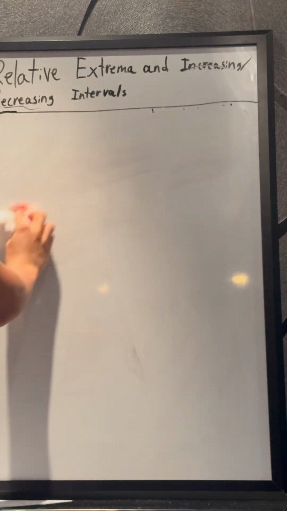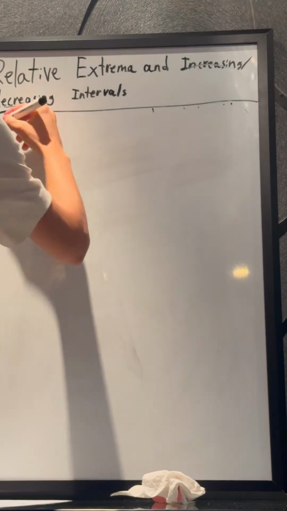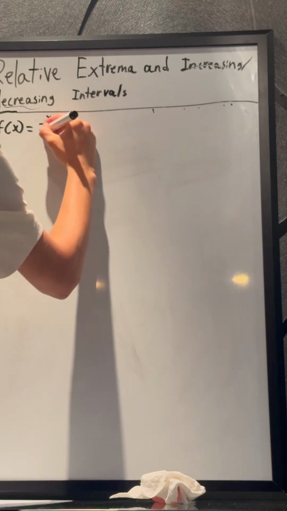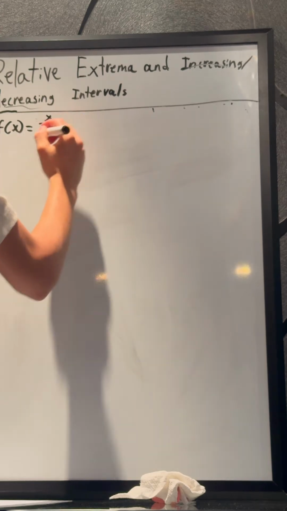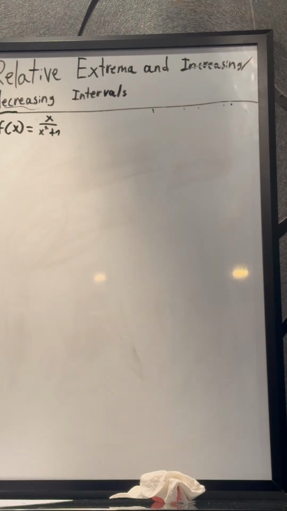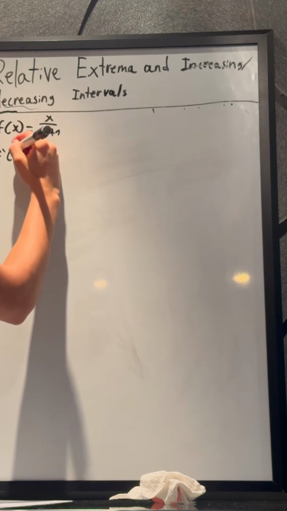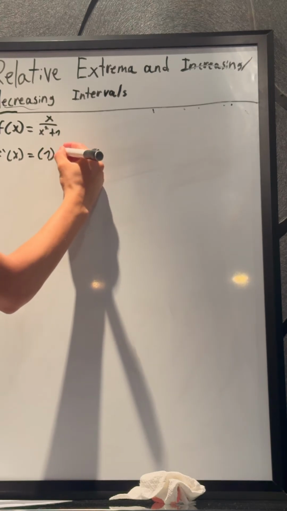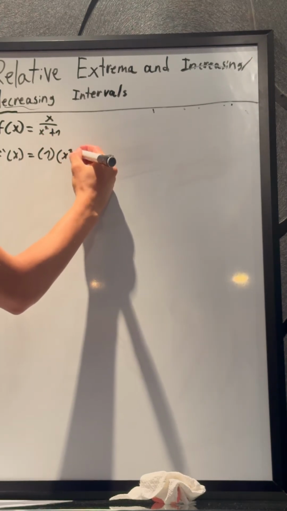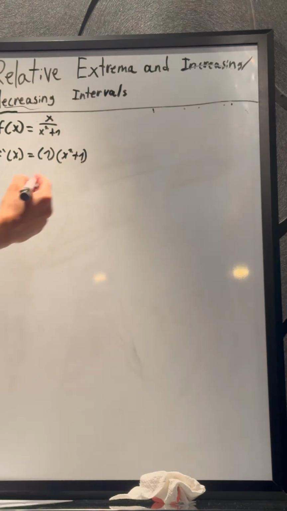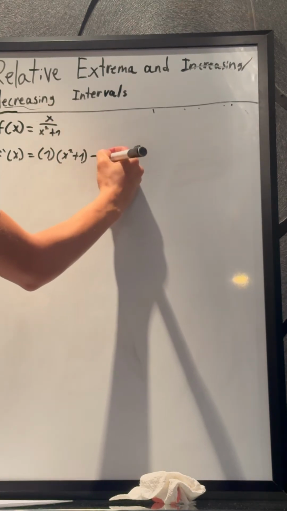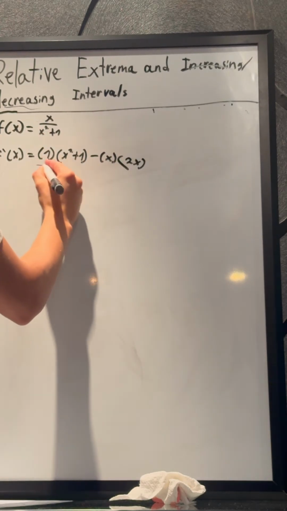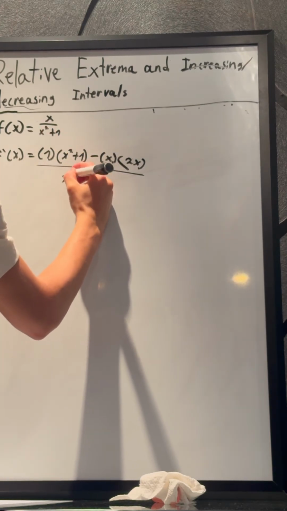Okay, so our next function, f of x is equal to x over x squared plus 1. So first, what we do is we find the derivative using the quotient rule. So we have f prime of x is equal to, we take the derivative of the first term, which is just 1, and multiply it by the bottom. Now we subtract, and we keep the function at the top and differentiate the function at the bottom. So it's just 2x, all over the function at the bottom squared.